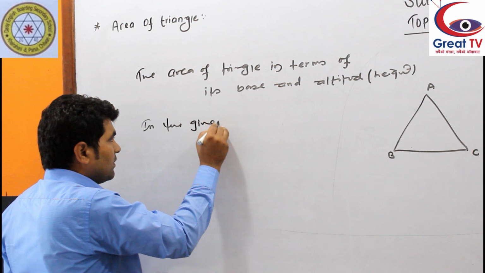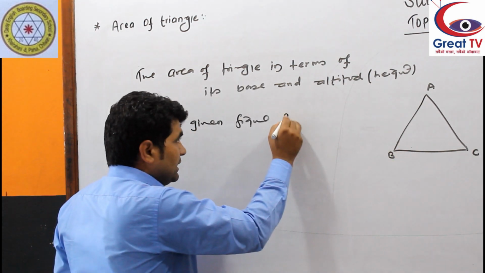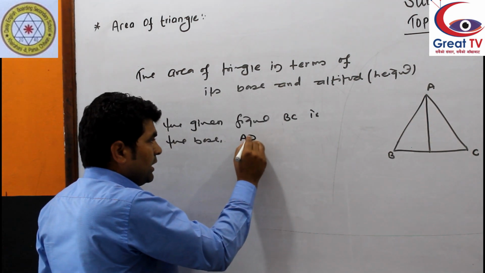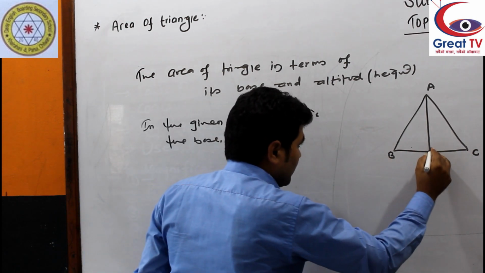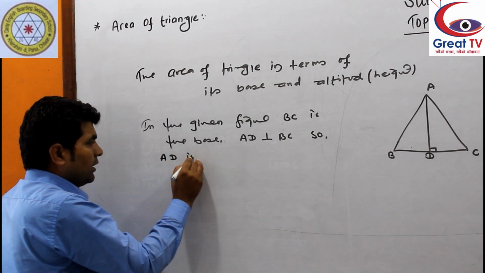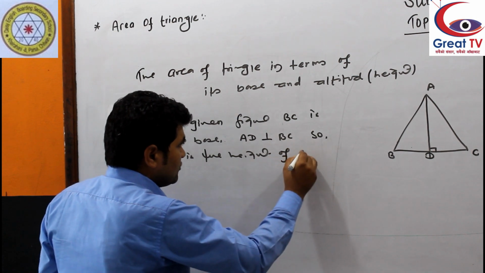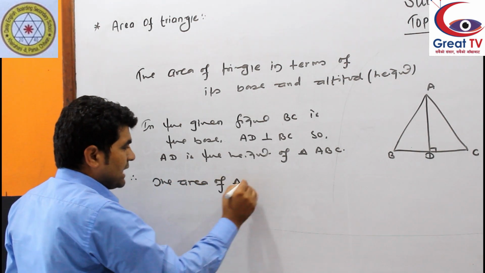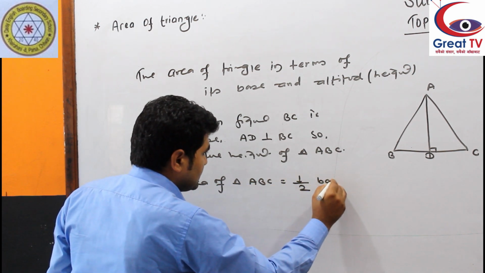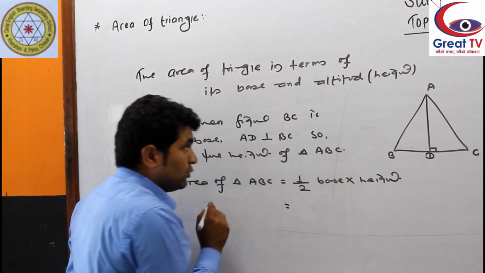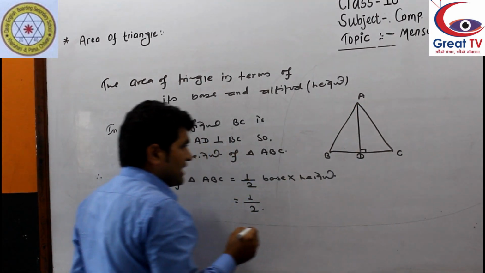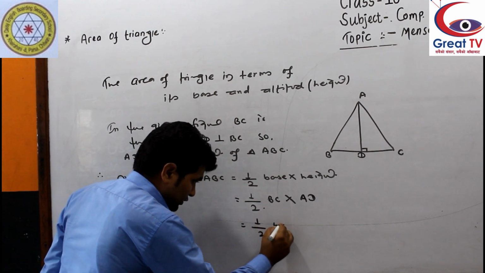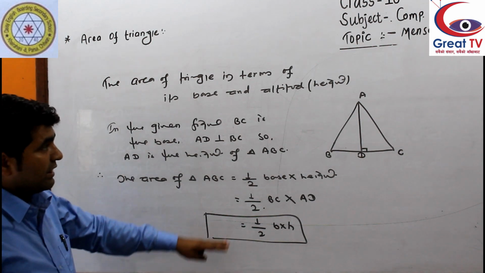In the given figure, BC is the base, AD perpendicular to BC, so AD is the height of triangle ABC. Therefore, the area of triangle ABC equals 1/2 base into height. The line segment BC of this triangle is the base, so area equals 1/2 BC into height AD, that is 1/2 b into h. This is the required formula to find the area of triangle ABC.